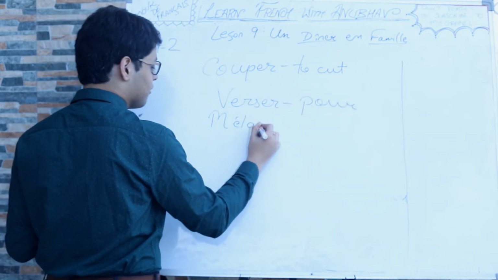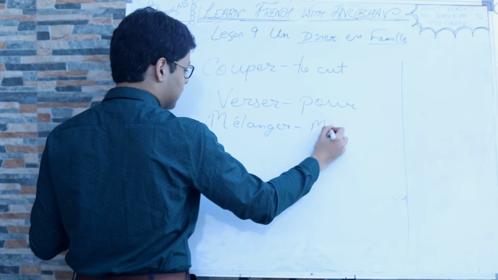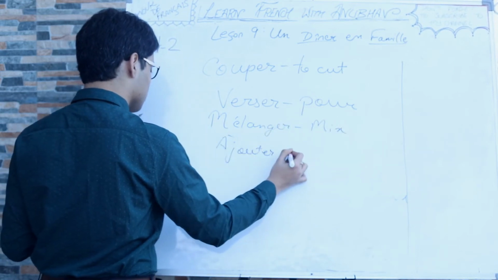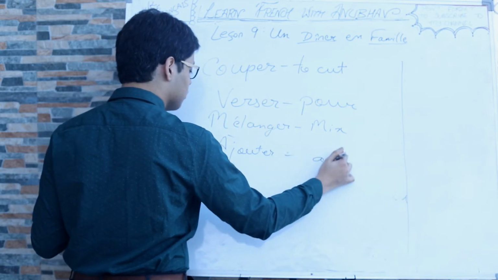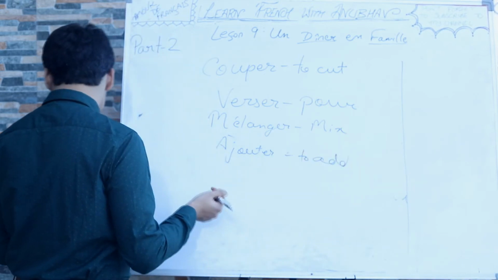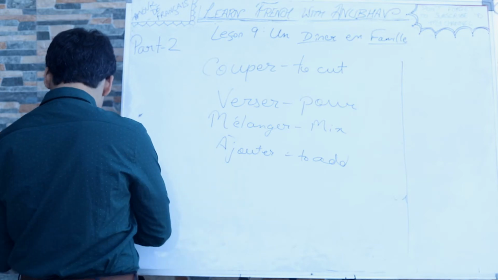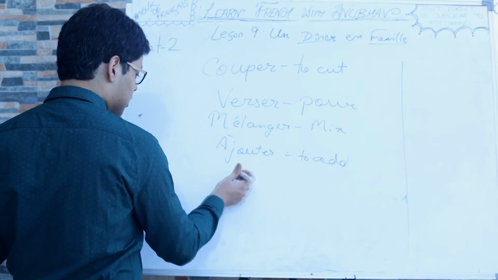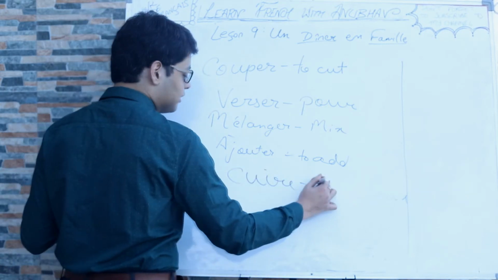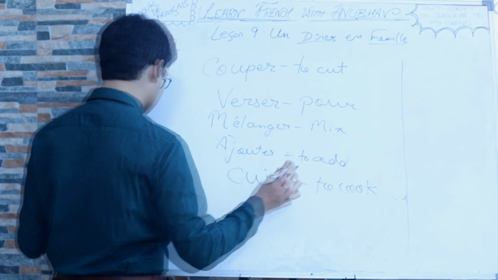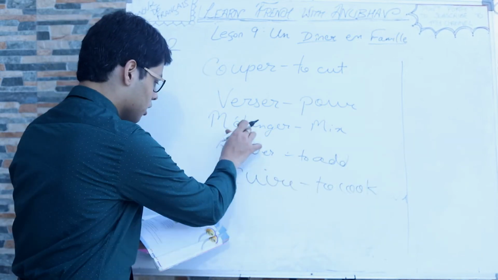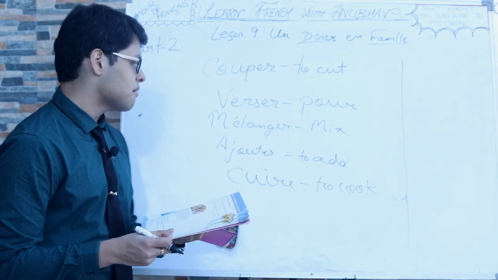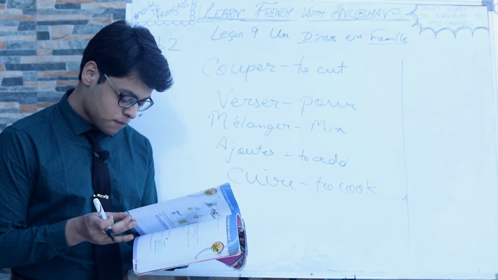And mélanger is to mix. Ajouter means to add. Right. And what else do we have? The new words. Cuire. Yes. Cuire means to cook. Okay. So these are some new verbs which we came across through this recipe.